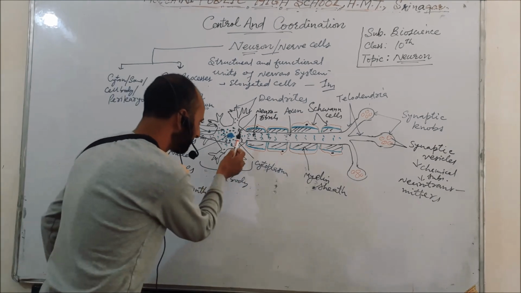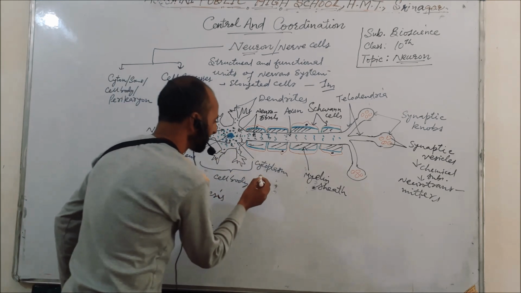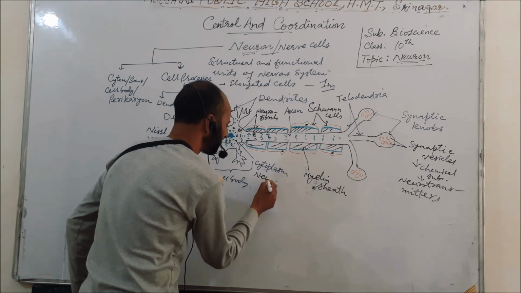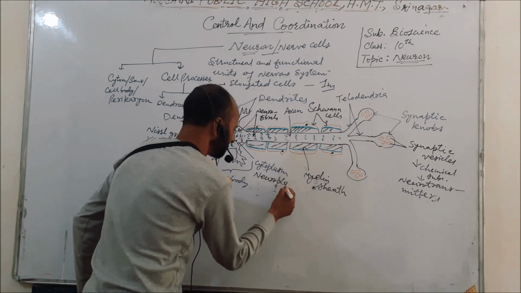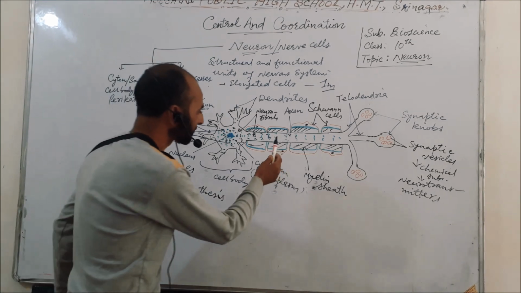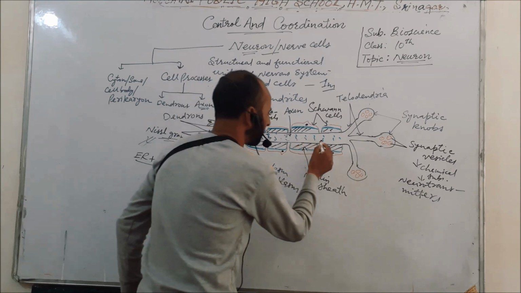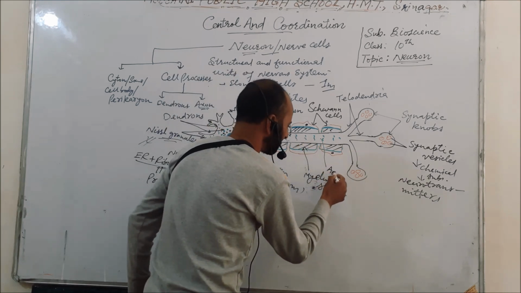Now, the cytoplasm of this cell body is called neuroplasm. Okay, it's a special name here. It is called neuroplasm, and also there is a fluid part inside this axon. It is called axoplasm.